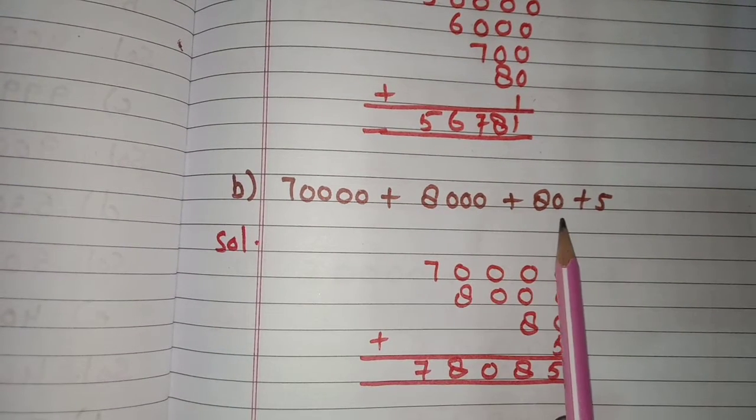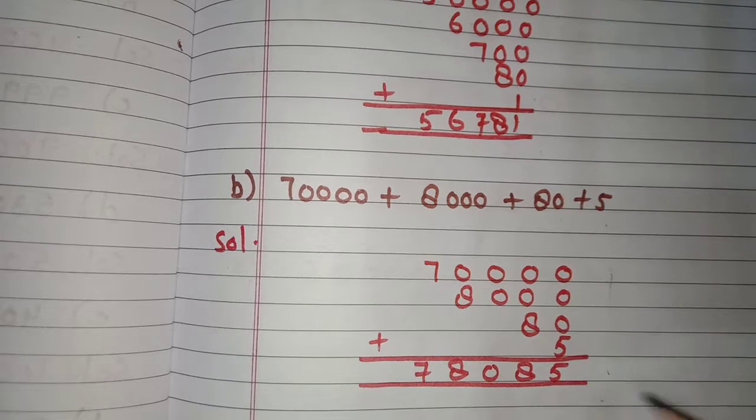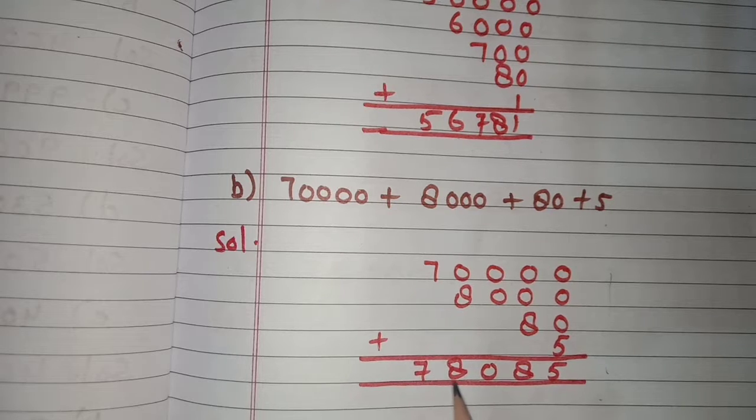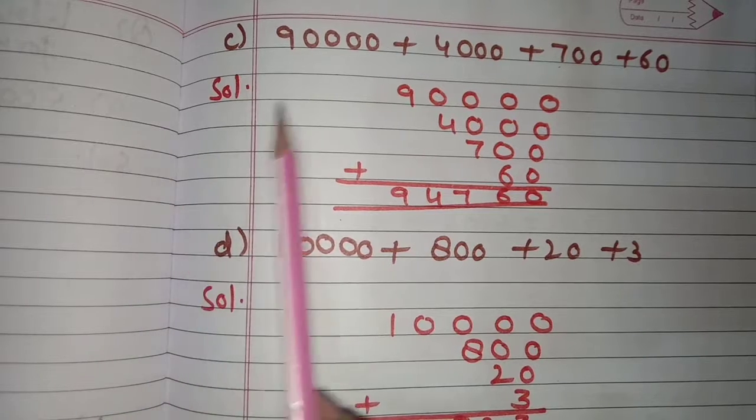Now next is part B. 70,000 plus 8,000 plus 80 plus 5. So write them in the column form and then add them. You will get the answer as 78,085.